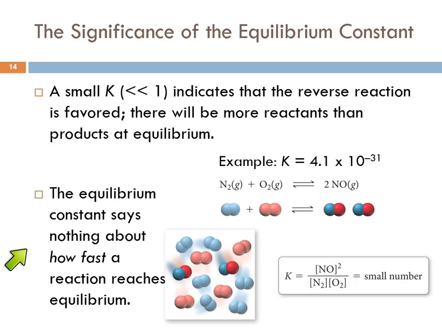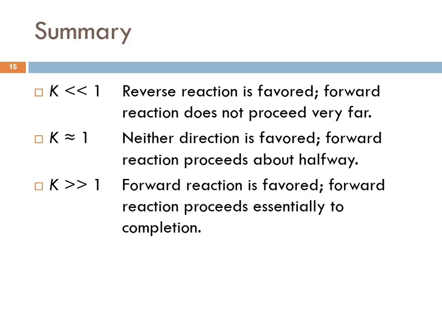Now this is important. The equilibrium constant says nothing about how fast a reaction reaches equilibrium. It could take 5 years to get to equilibrium. It will get there eventually, and the equilibrium constant tells us what will happen when it gets there, but it says nothing about how fast. Those are two different concepts. So, summary, K being very small, reverse reaction favored.